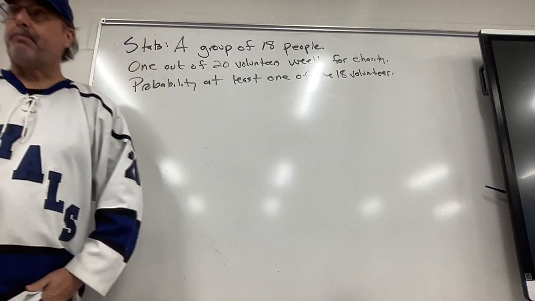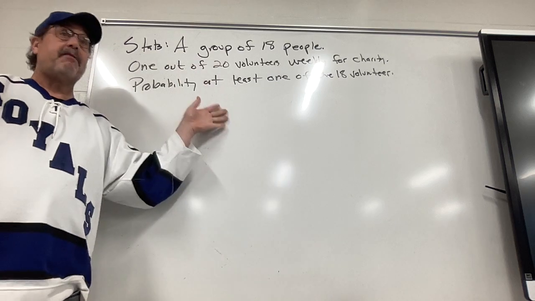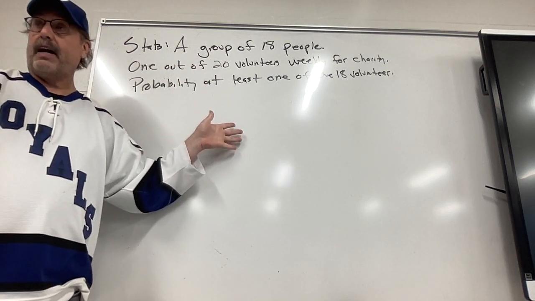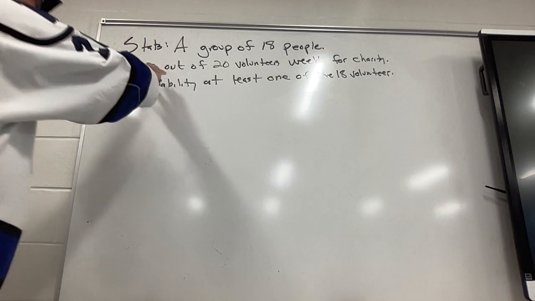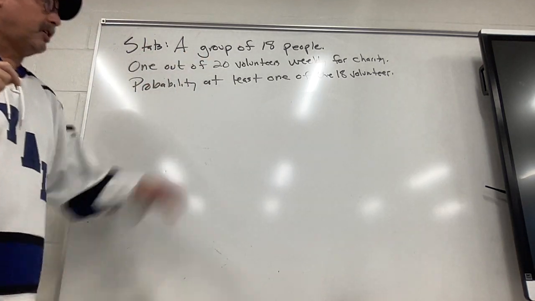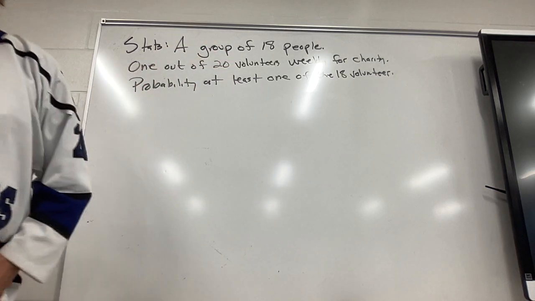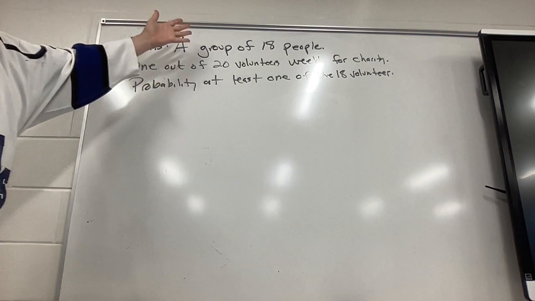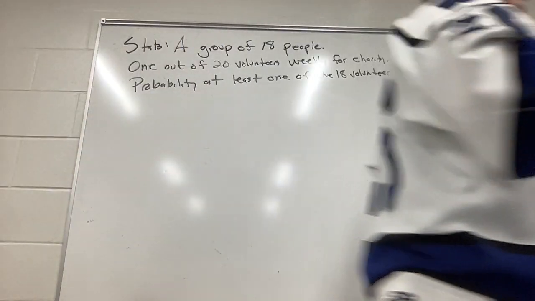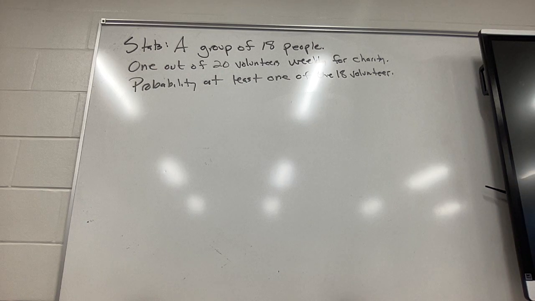A group of 18 people. I'm going to leave this on the board. 1 out of 20 people in the school volunteers every week for a charity. All right? The probability at least one of the group is a charity volunteer. Shake your head, you can get your mind around what the problem is. So you've got a group of 18 people in the school, 1 out of 20. What is the probability at least one person in the group is a volunteer?